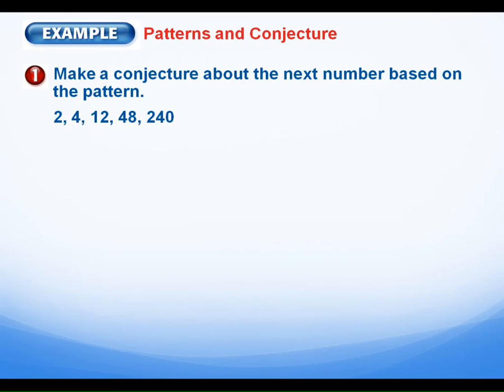So here's a sequence of numbers. For example here, make a conjecture about the next number based on the pattern: 2, 4, 12, 48, 240. What's happening in this pattern so I could get the next number?